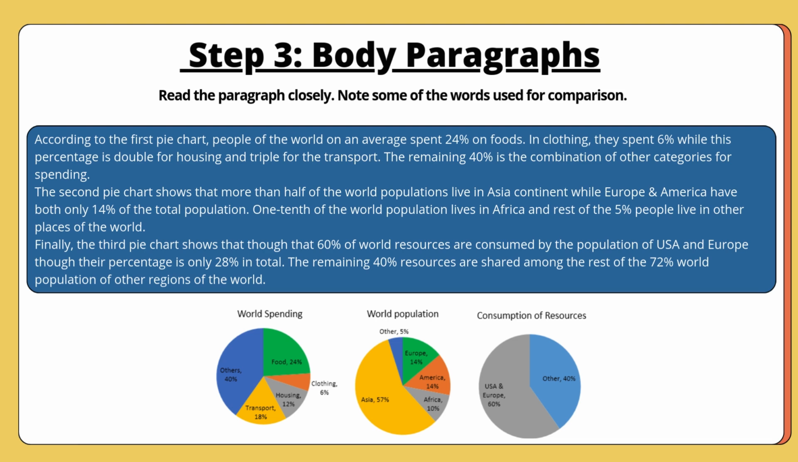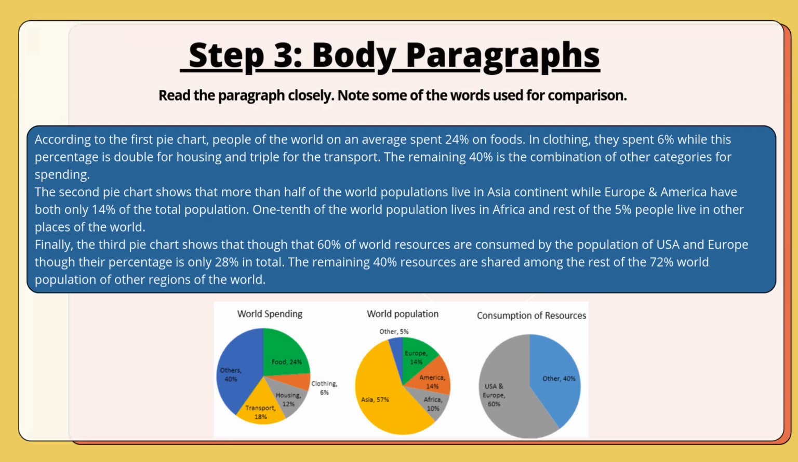Finally, the third pie chart shows that 60% of world resources are consumed by the population of the USA and Europe, though their percentage is only 28% in total. The remaining 40% of resources are shared among the rest of the 72% world population of other regions of the world.